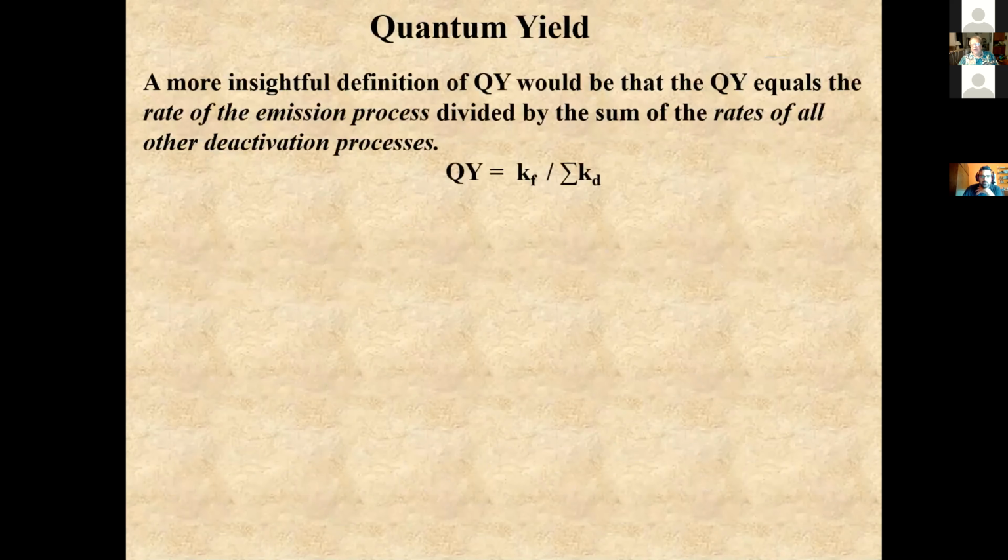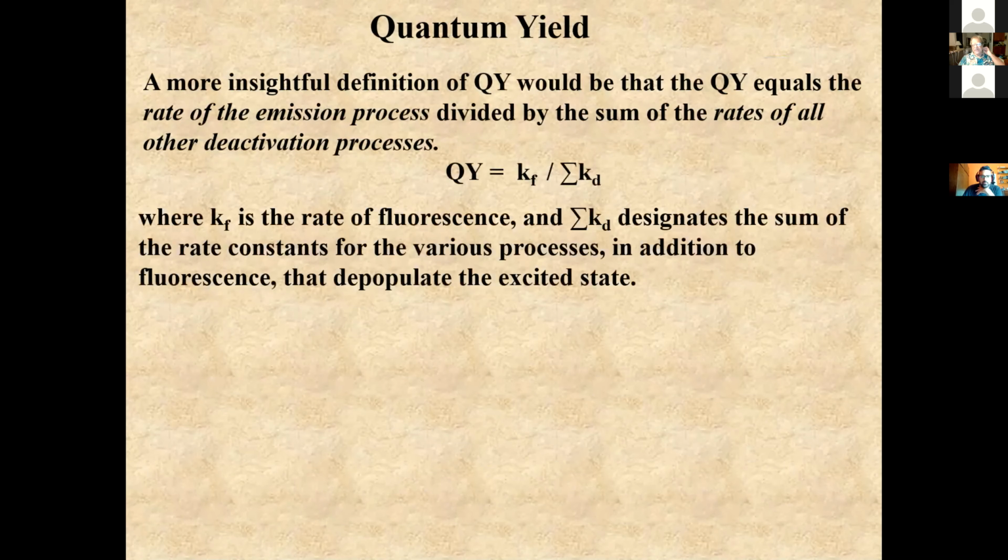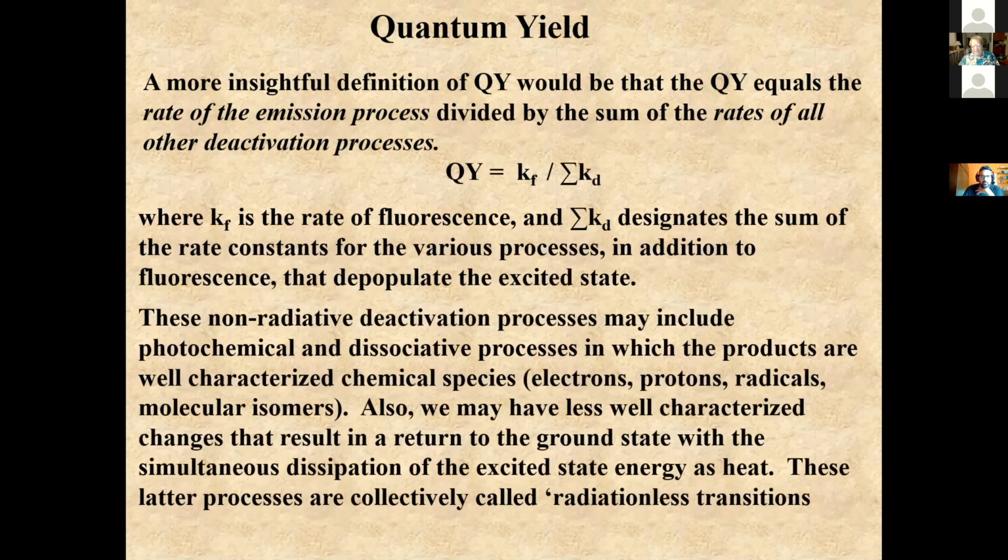But a more insightful definition of quantum yield would be that the quantum yield equals the rate of the emission process divided by the sum of the rates of all other deactivation processes. So here we have Kf, the rate of fluorescence, and the sum of Kd designates other rate constants that depopulate the excited state. These can be various things: photochemical quenching, dissipation of the energy as heat, or also FRET.